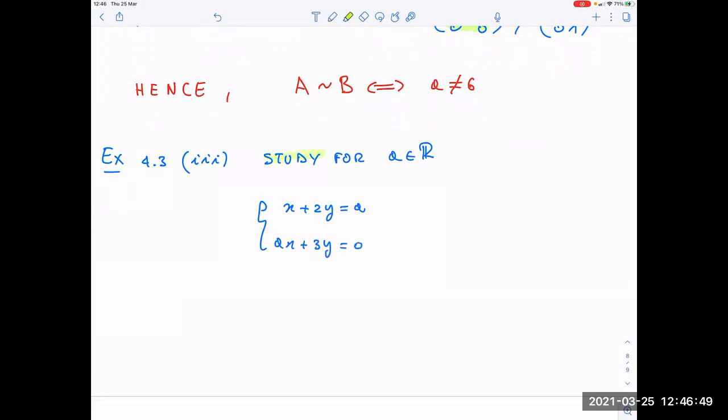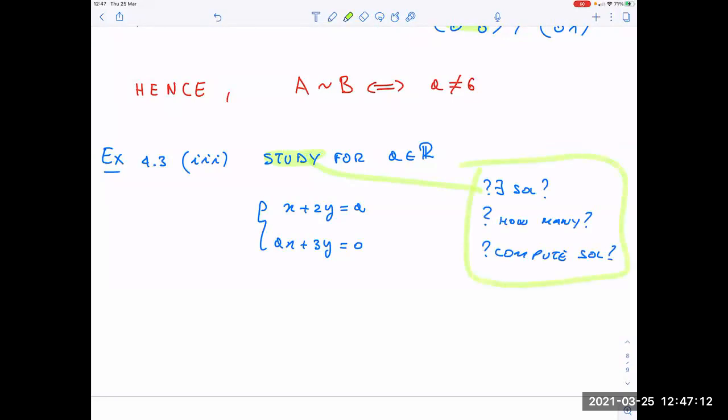And what do we mean by study? Well, it means answer the following question. Do we have solutions? How many? Compute the solution. Okay, so these are the 3 things that we want to do. Decide if there exist solutions, compute the solution, how many solutions. Okay, and that will depend on A. So let me know what you think. For what values of A are there solutions? How many? And can you find them?